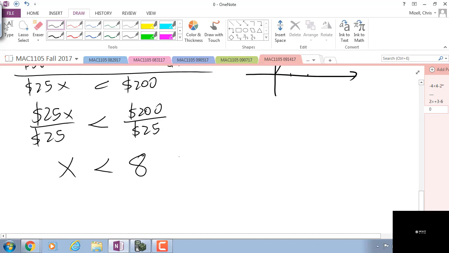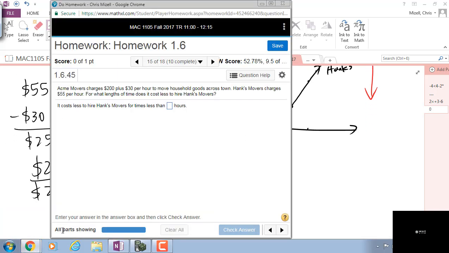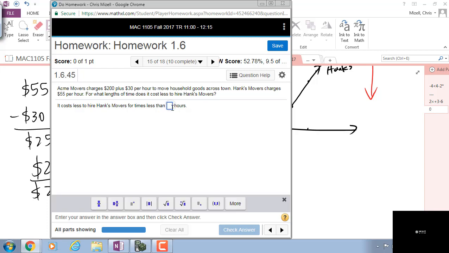So if x is less than 8 hours, then Hank's cost is less than Acme's cost. If we figure the job is going to take less than 8 hours, then Hank's company is the one to get the job done for less. If it's going to take over 8 hours, then Acme. Now, is MyMathLab going to want this in interval notation? Nope, just the number 8 there. So it costs less to hire Hank's movers for times less than 8 hours.